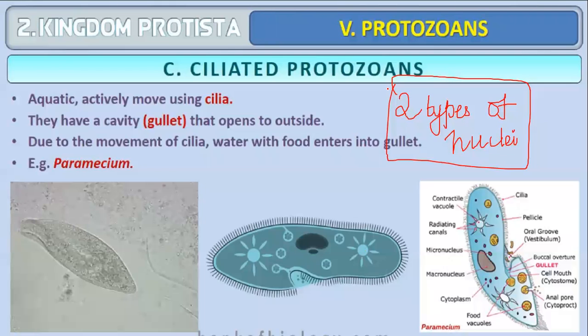Ciliated protozoans have 2 types of nuclei. This was, I think, a 2018 NEET MCQ.